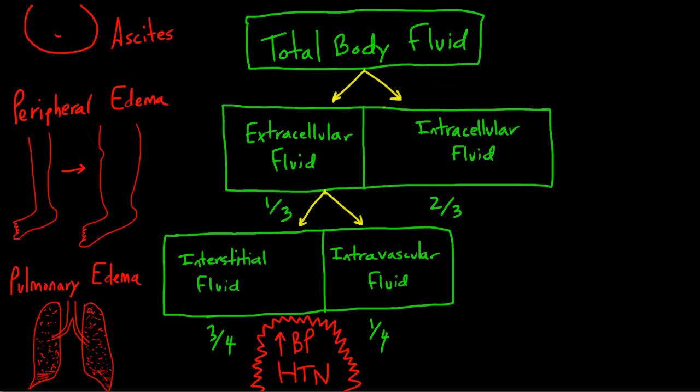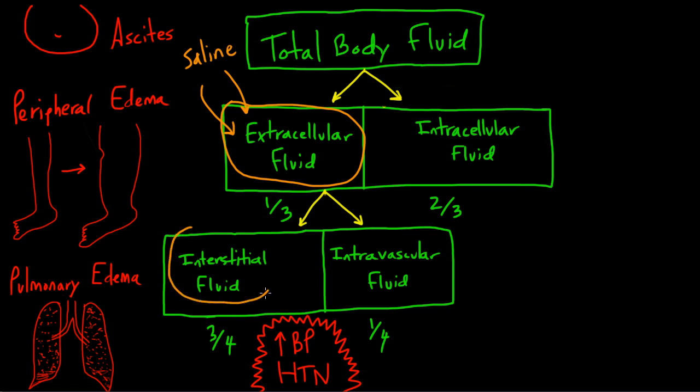To summarize, if one added liters and liters of isotonic saline to total body fluid, the extracellular fluid compartment would be expanded, but not the intracellular fluid volume compartment. Therefore, both the interstitial fluid compartment and the intravascular fluid compartment would be expanded. Expansion of the intravascular fluid would lead to an elevation in blood pressure. Expansion of the extracellular fluid compartment would lead to peripheral edema, to pulmonary edema, and to ascites.